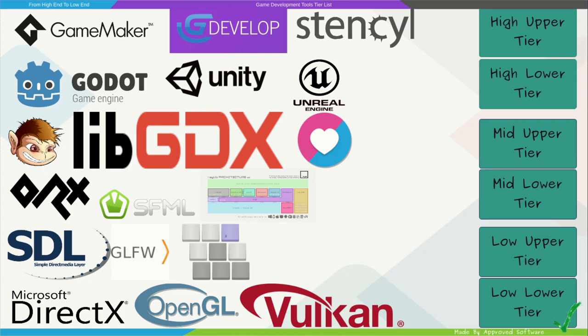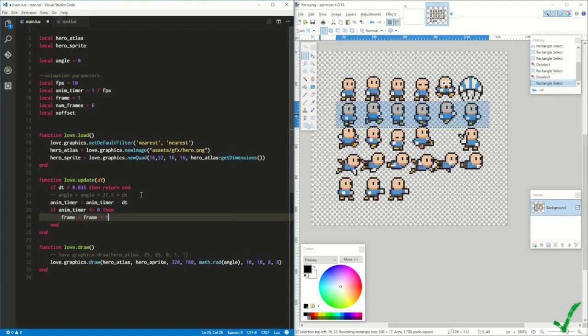So we have three different tools. We have libgdx, we have Love2D, and we have jMonkey game engine. Let's start from Love2D. So basically, Love2D is a framework.